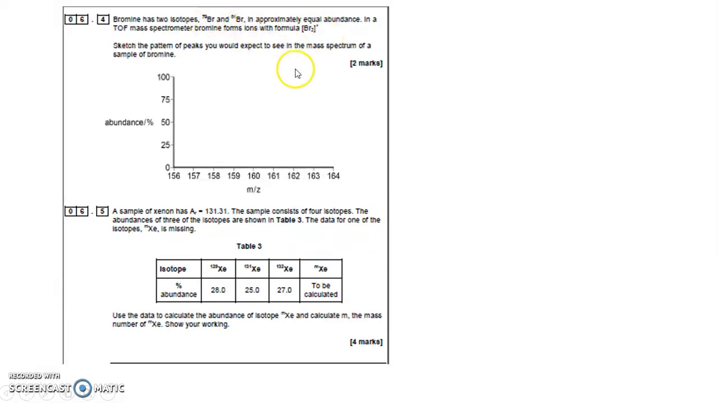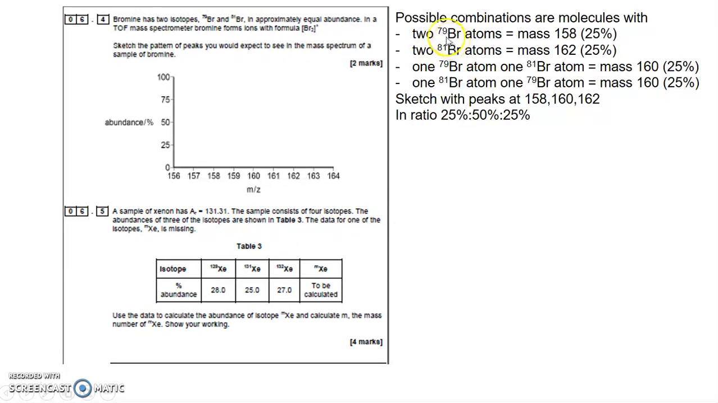So what combinations could we have? Well, we've got the 2 isotopes, 79 and 81, 79 Br and 81 Br, and they're in equal abundance. That means they're in equal amounts. So what combinations could I have? I could have 2 79 Br atoms coming together. I could have 2 81 Br atoms coming together. I could have a 79 Br atom combining with an 81, so this one's on the left and this one's on the right, and they'll join together. Or I could have the 81 on the left and the 79 on the right, so I could have that combination as well. So I've got 25% of each of these combinations.